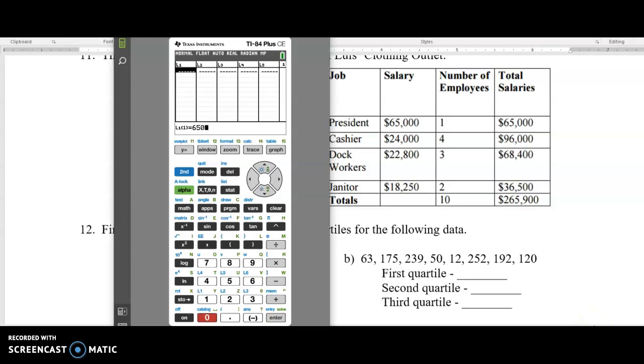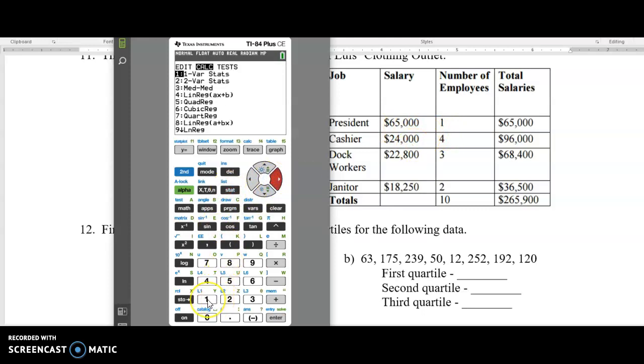So one person makes $65,000. 4 people make $24,000. So we're going to put $24,000 in 4 times. Okay? 3 people make $22,800. So we're going to do that 3 times. 2 people make $18,250. Alright, now, I think I missed a 0 somewhere. Yep. Okay. So once we get all the data, the salaries for the number of employees we have, we'll go Stat, calc 1.